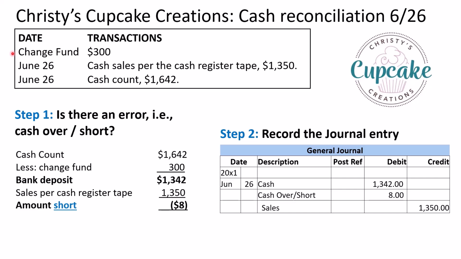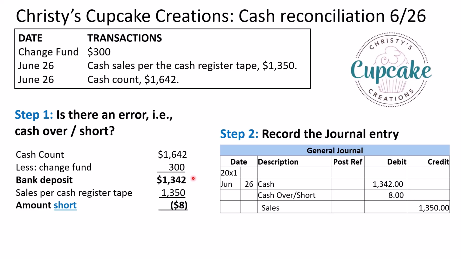Let's look at the second transaction that occurred on June 26th. We start with the information that we have. Change fund is $300, cash per sales register tape is $1,350, and the cash account is $1,642, which includes the change fund. We then subtract the change fund of $300 from the cash count at the end of the day. In our example for June 26, that leaves us with the amount of $1,342 that the business is going to deposit into the bank account.